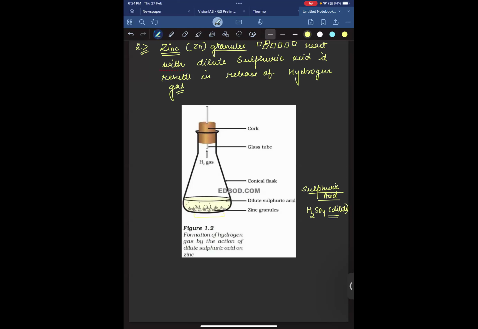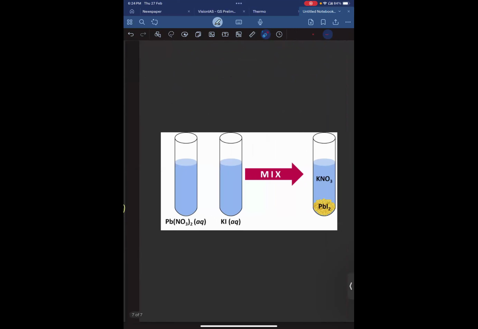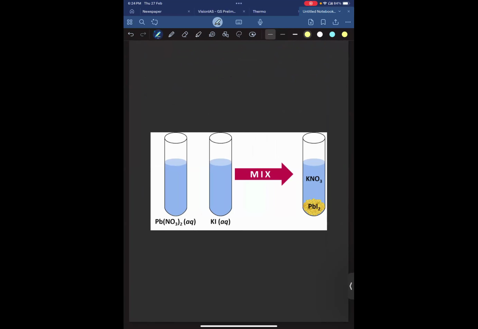If we observe simply, these are the zinc granules, zinc reacting with dilute sulfuric acid. This is the liquid form. What we will see is that hydrogen gas is emitted. So this is an example of another chemical reaction that we have observed. So we have seen two chemical reactions. Next chemical reaction, if we'll see, what we will take.